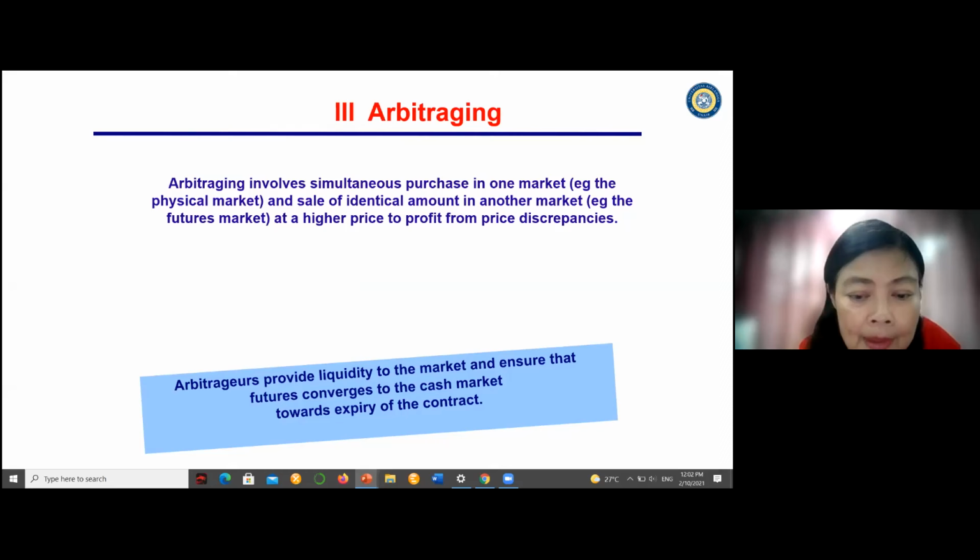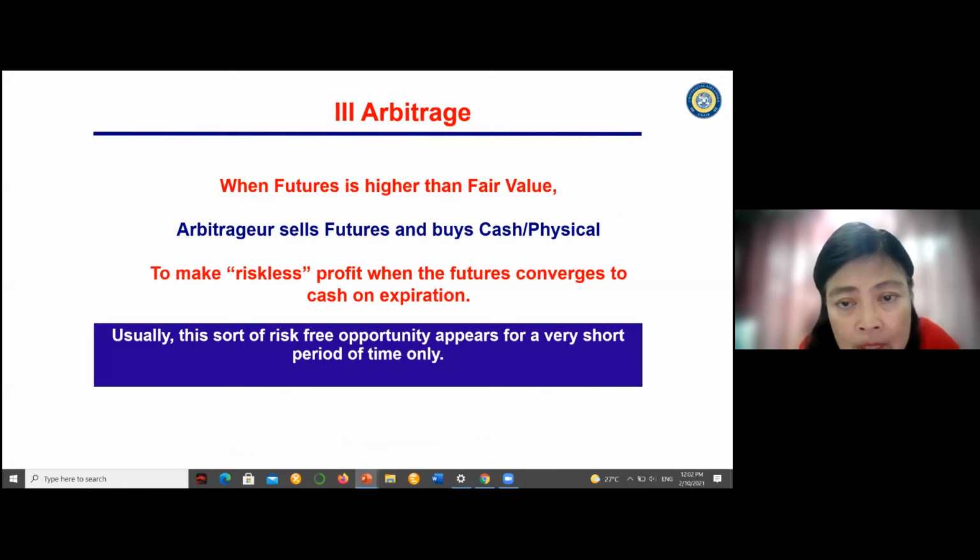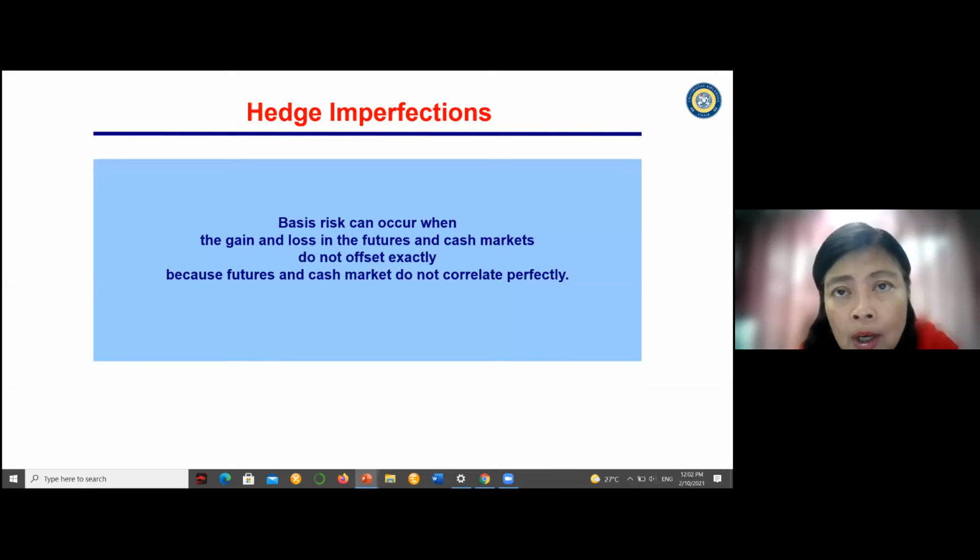It's like this. When the futures is higher than the fair value, just now's fair value, then the arbitrager would sell the futures and buy the 30 stocks. Very interesting. But this only happens at a very short period of time, and you have to be very fast. Okay. But at the end of the period, I will get the profit.